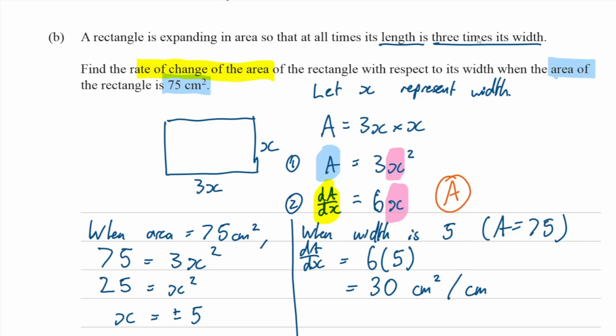We then realize we're looking for the highlighted yellow, the rate of change of area, so we needed to know the width. But to get the width x, we needed to use the 75 centimeters squared information. So firstly we solved equation 1 for width, we then used that width in equation 2 to find the rate of change of area. And that would give us our merit component.